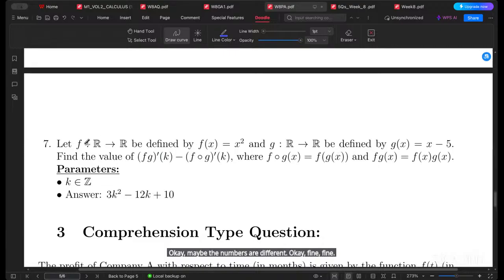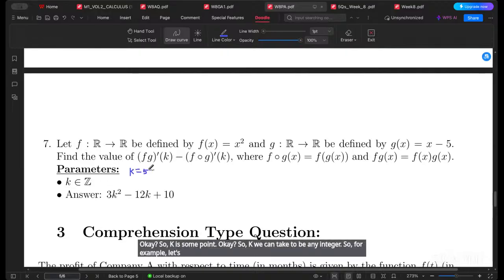Okay, so f from R to R defined as f of x is equal to x squared and g is defined as g of x is equal to x minus 5. Find the value of (fg)' of k minus (f composition g)' of k. So composition means defined in this way and product is defined in this way. Okay, so k is some point. We can take k to be any integer. So for example, let's take k is equal to 5.